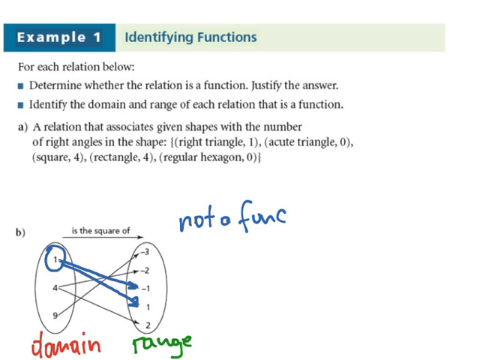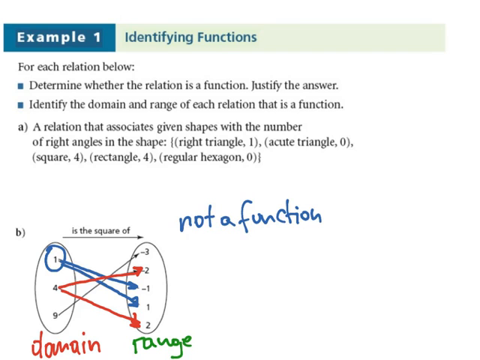Because we have to have a unique range for each domain. In other words, 1 is repeating, and also 4 is repeating. Also, 4 and 1 have two ranges for one domain value. So that's why it's not a function. Let's take a look at the next example.